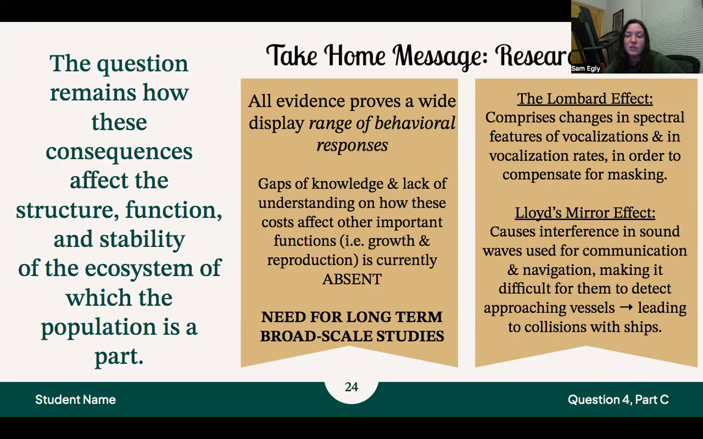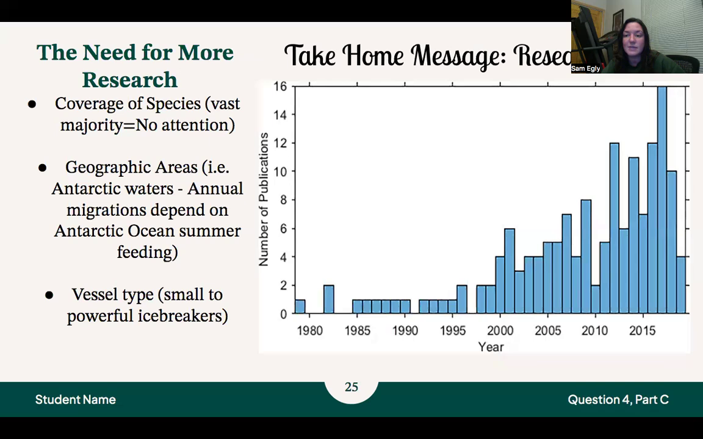So, overall, research on the impacts of noise pollution on marine mammals has been sparse. In terms of its coverage of species, the vast majority of species have received no attention at all. Geographic areas, another group of species that has been underrepresented are those who utilize Antarctic waters, like the migrating baleen whales who critically depend on the Antarctic Ocean in the summer for feeding. Vessel type, so it can go from small inflatable whale watching boats to large icebreakers.